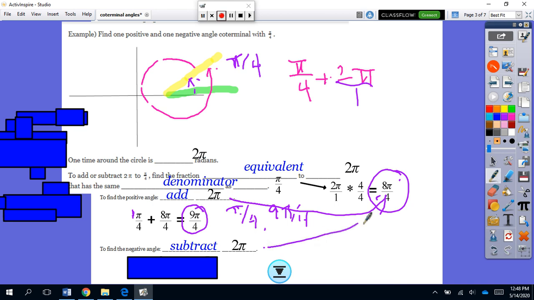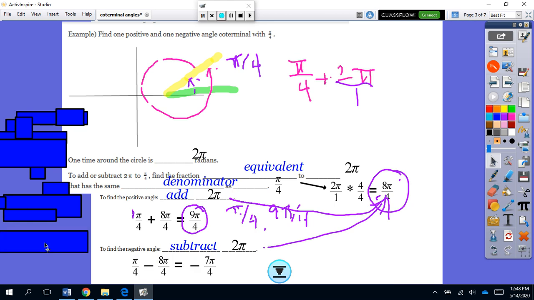Subtract that 8 pi over 4, and that's going to look like this. So I have to do pi over 4 minus 8 pi over 4. So that's a 1 pi over 4 minus 8 pi over 4, which would give us negative 7 pi over 4.